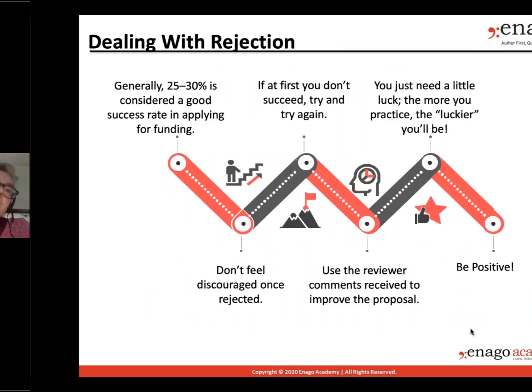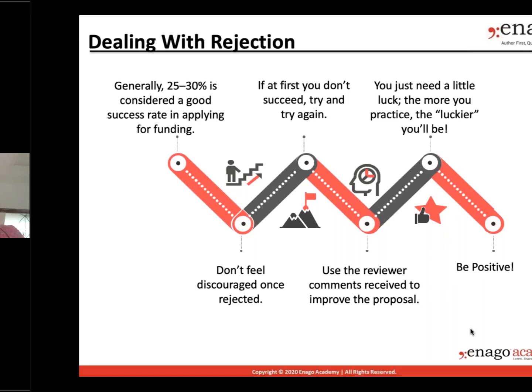So dealing with rejection: 25 to 30% is a good success rate. And for some funds and some programs, for instance in the EU, the EC, I think the success rate could be something like 8%, and it can be really difficult to deal with that on a psychological, personal basis. So do try and put all these things into context, and basically, if you don't succeed, try again. The more times you put in good proposals, the more likely you and your team are to get better at it, and also to chime in with what a particular funder is looking for.